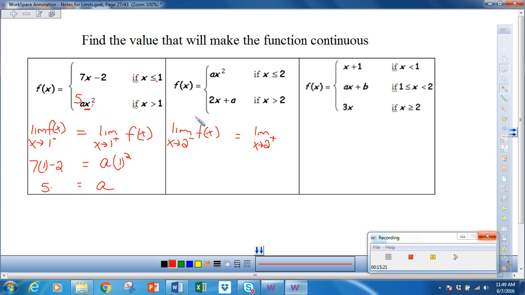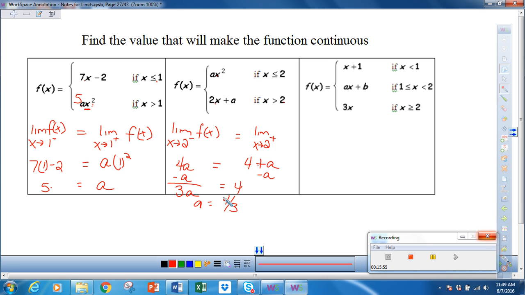Doing a direct substitution, this gives me 4a, because I substituted in 2 for x. And that's going to equal, substituting in 2 for x again, 4 plus a. And now I have to solve for a. So solving for a, I'm going to subtract a from both sides, and I get 3a is equal to 4. So a is equal to 4/3.